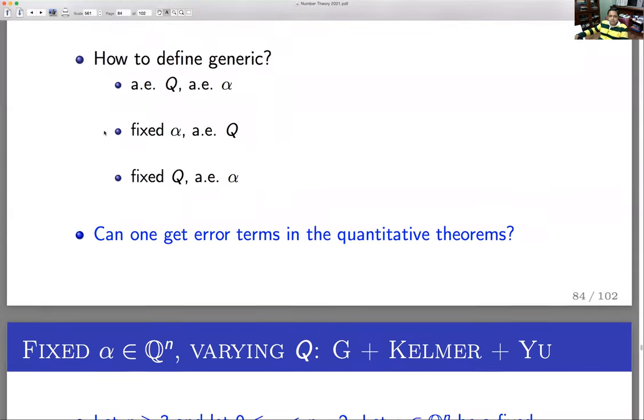And so the first regime one can look at is to allow one to vary both the quadratic form and the shift. And this turns out to be actually the easiest situation. Namely, one can follow the work of Athreya and Margulis and of Kelmer and Yu and get nice bounds for the effective Oppenheim problem if you allow both the form and the shift to vary. The situation changes dramatically if you fix one of these parameters. And also interestingly, the method of attack changes correspondingly when one fixes one of the parameters.